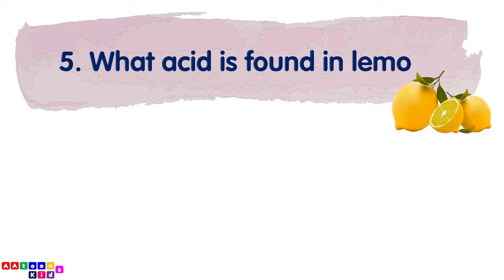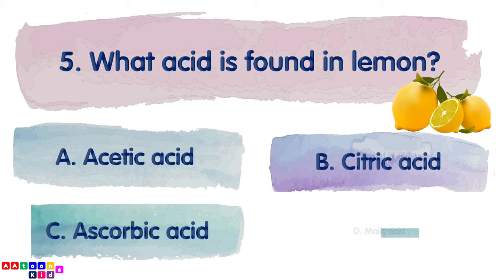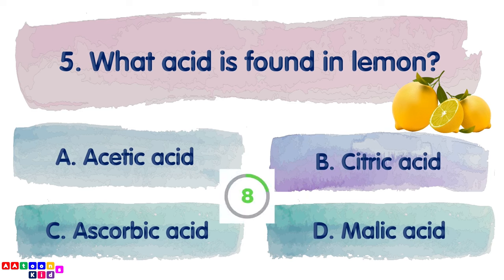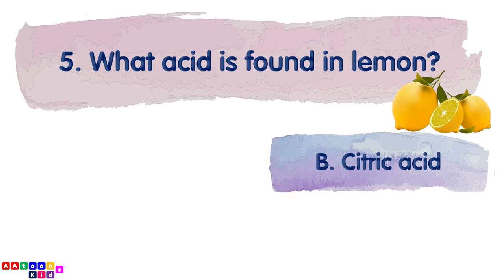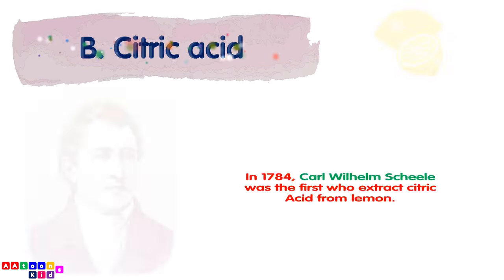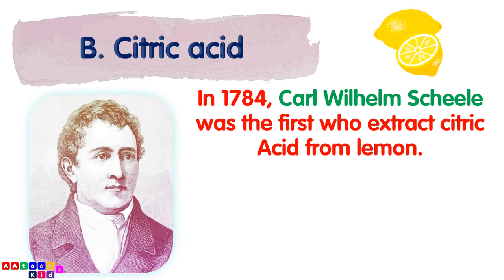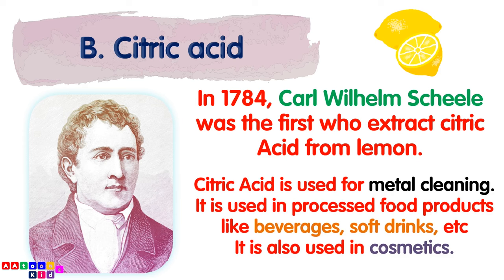What acid is found in lemon? Citric acid. In 1784, Carl Wilhelm Scheele was the first who extracted citric acid from lemon. Citric acid is used for metal cleaning. It is used in processed food products like beverages, soft drinks, etc. It is also used in cosmetics.